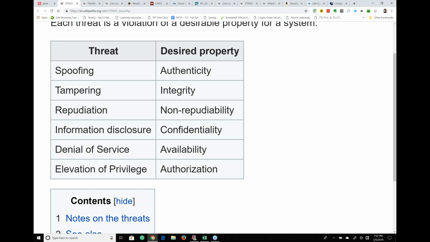etc. So for example, for information disclosure, you want the desired property of confidentiality, and normally for confidentiality in systems, you use encryption. So that's a very good way of doing it. But then how do you know that the encryption manages confidentiality? Well, you may not know.